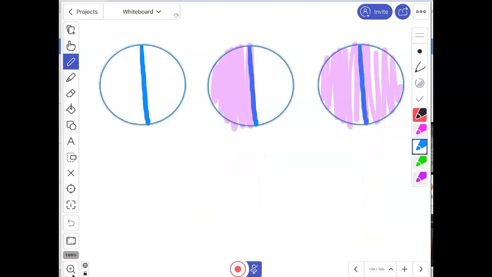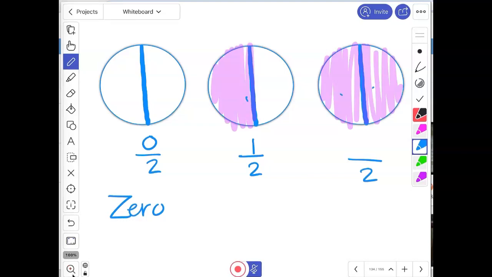The same is true here. All of these circles are broken the same way. They are all broken into 2 equal parts. We call those halves. Doesn't matter that the denominator's 2 right now because this equals a big fat nothing. This is 0. 1 part is shaded here, so this represents 1/2. 2 parts are shaded here, so it represents 2/2. 2/2 equals 1. Even though they are 2 and 2, it still equals 1. It is one whole circle.